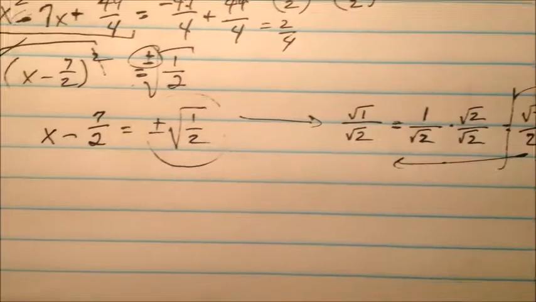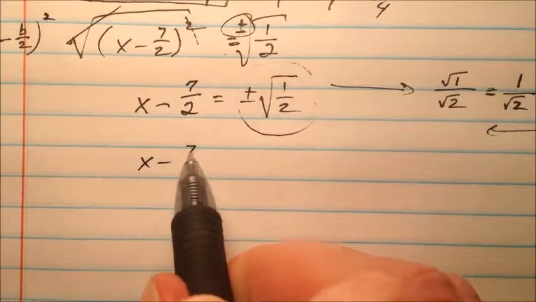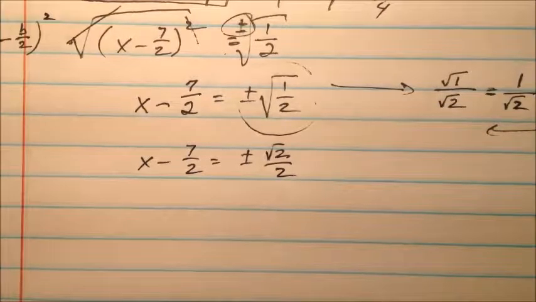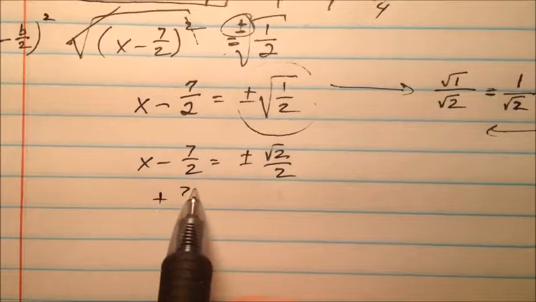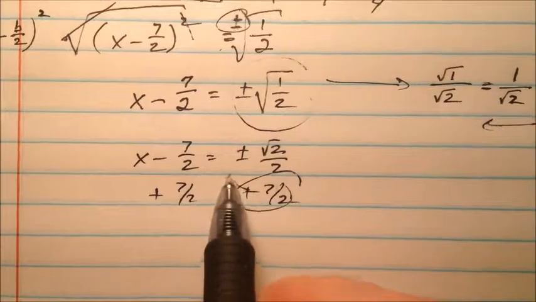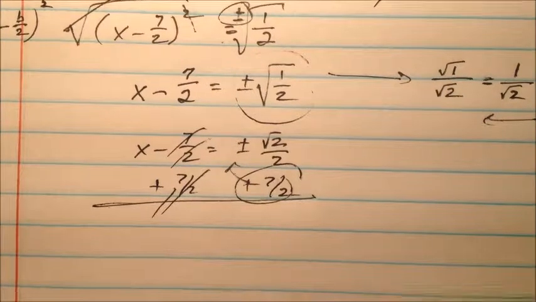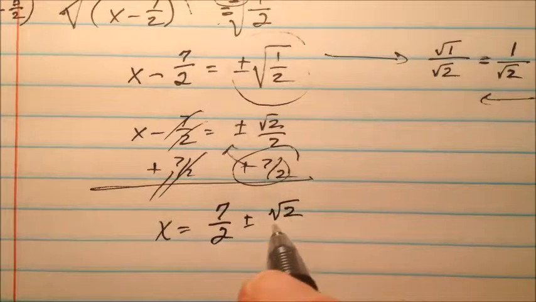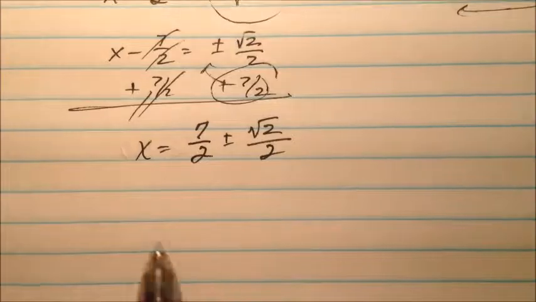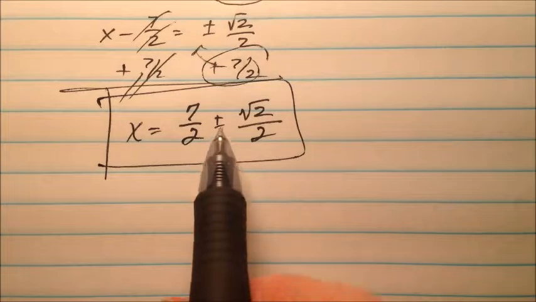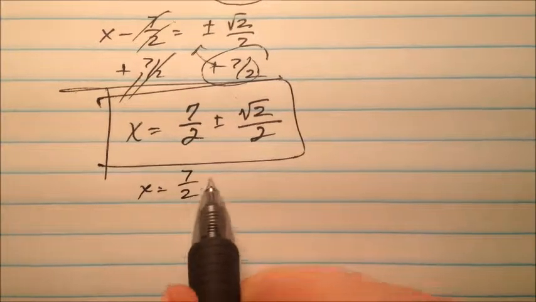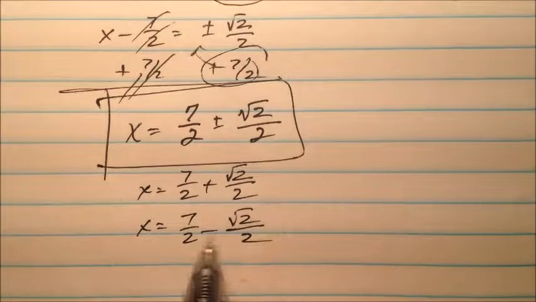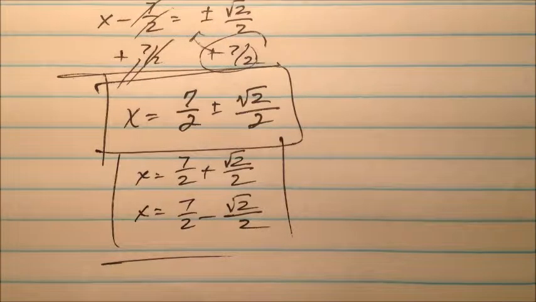So let's come back over. So I have x minus 7/2 equals plus or minus radical 2 over 2. Okay, so I'm going to add 7/2 to both sides, and remember he's going to kind of come up front. So those cancel. So x equals 7/2 plus or minus radical 2 over 2. And kind of like we mentioned before, if you want to split it up, you can. So it'll be 7/2 plus radical 2 over 2, and 7/2 minus radical 2 over 2. So another way to write that.